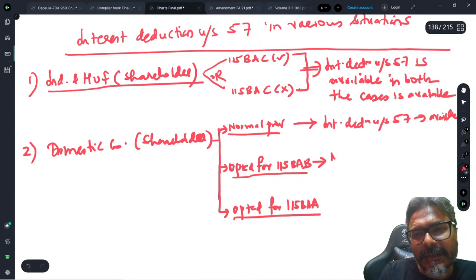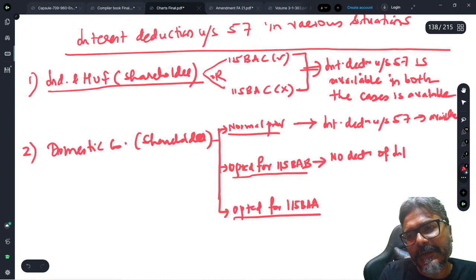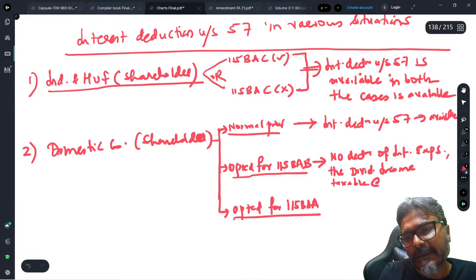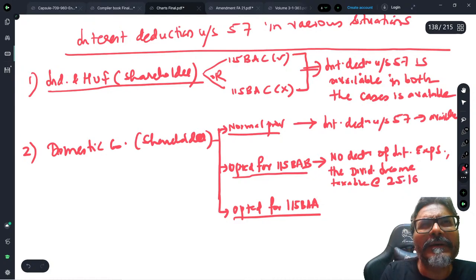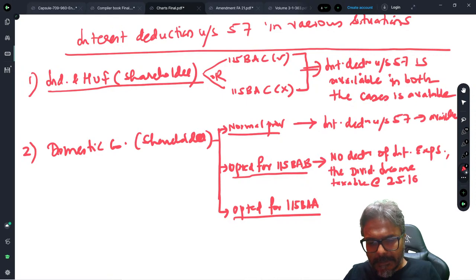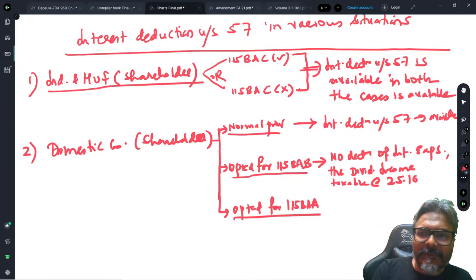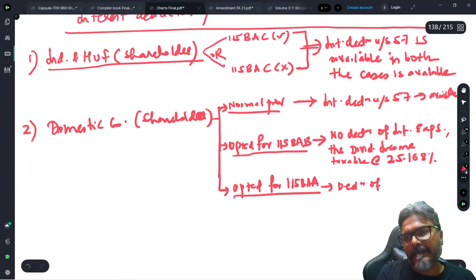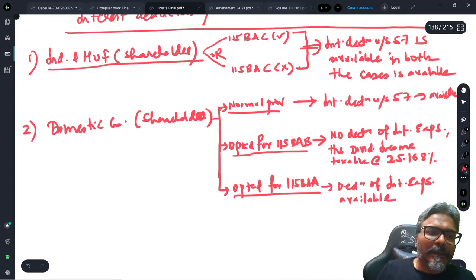What about 115BAB? No deduction of interest expenditure. The dividend income is taxable at 17.16%, that is 22 + 10 + 4. No deduction.